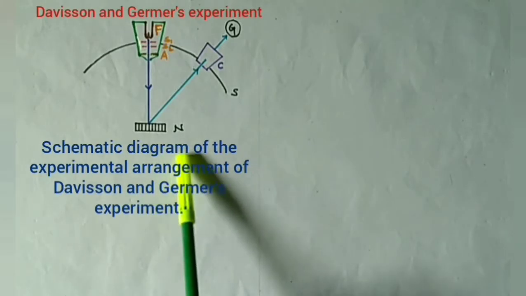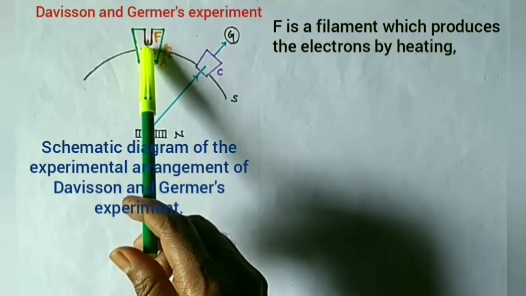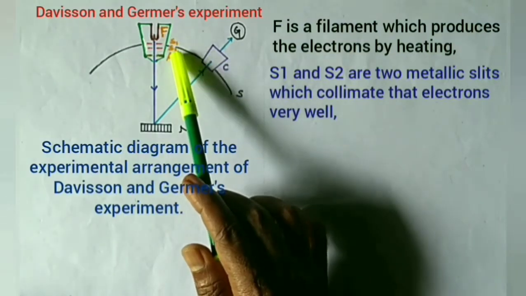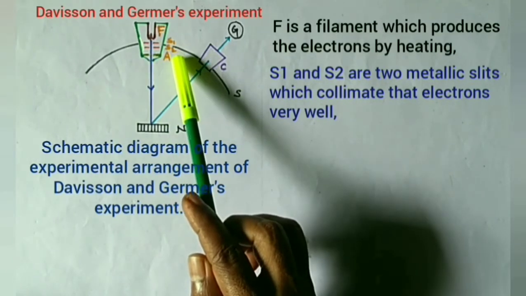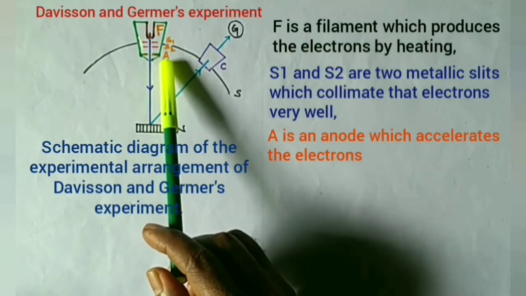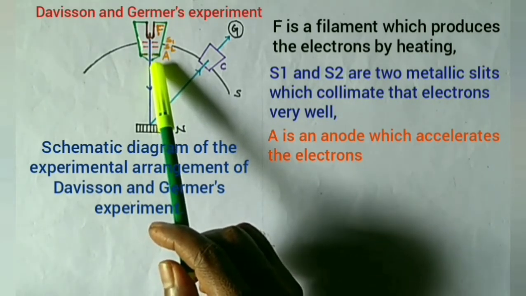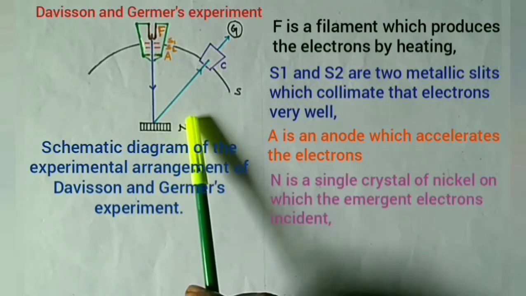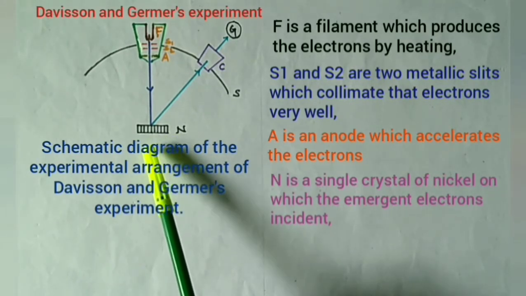This is the schematic diagram of the experimental arrangement. In this diagram, F is a filament which produces the electrons by heating. S1 and S2 are two metallic slits which collimate the electrons very well. A is an anode which accelerates the electrons, and the accelerated electrons eject from the pinhole. N is a single crystal of nickel on which the emergent electrons are incident.